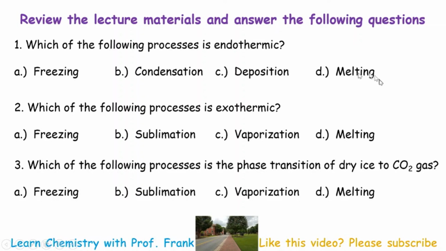Then it gets melted. And the other choices, A, B, C, all of those 3 processes are the opposite of melting, because all of these can only occur when the system is cooled, when you decrease the temperature.